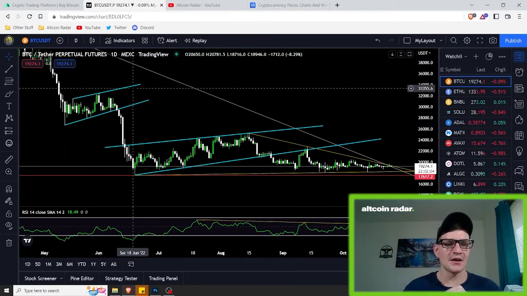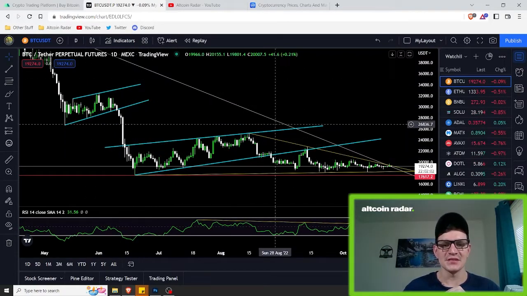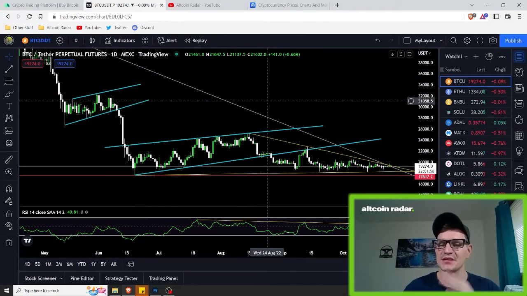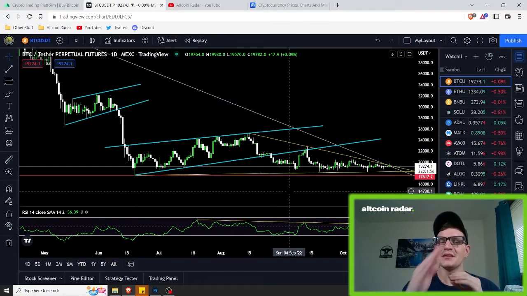I've already got them marked out with the blue trend lines. We've got this rising wedge right here, and then we've got another rising wedge right here, and as you can see, both of them have resulted in the price dropping further and further. So obviously, that's typically how a rising wedge pattern works.